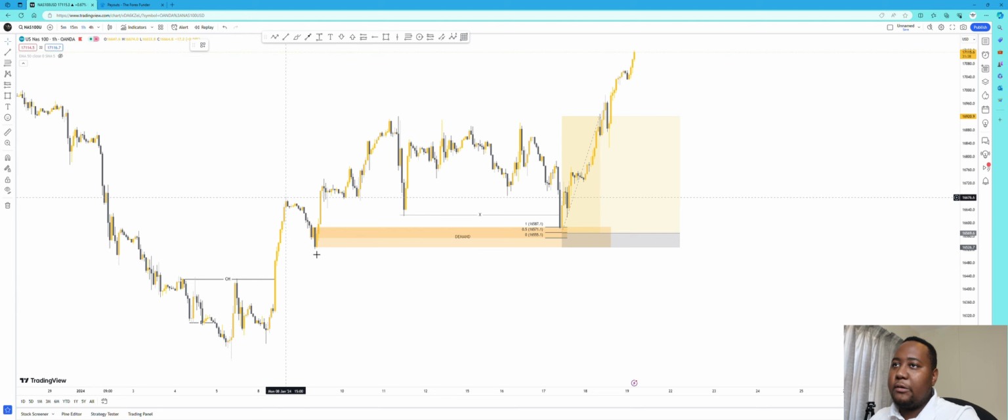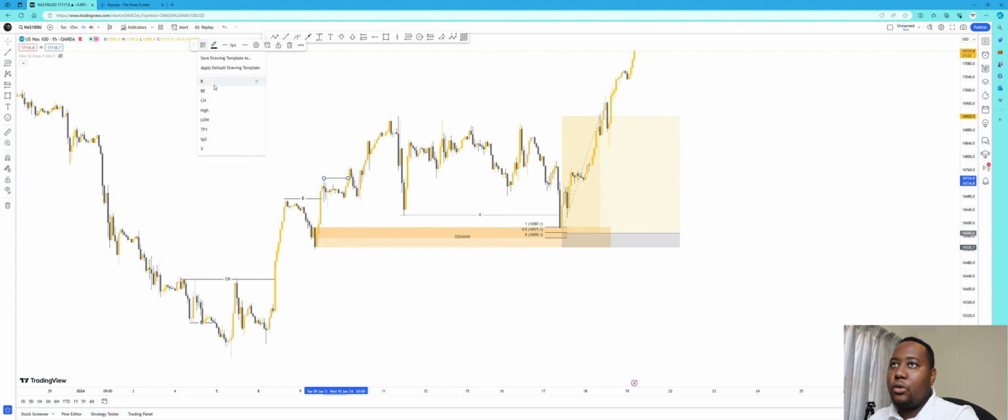We got impulse, pullback, impulse. So definitely we're actually breaking structure over here. That's a break of structure. So why do we need breaks of structure so much? It validates to me the trend that we're in.